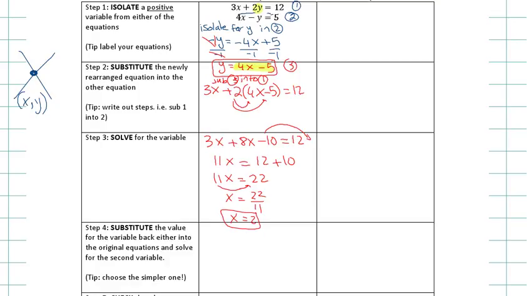Now, to get rid of that 11 in front of the x, I have to divide, because the opposite operation of multiplication is division. Right. So I end up with x equals 2. You okay with that?